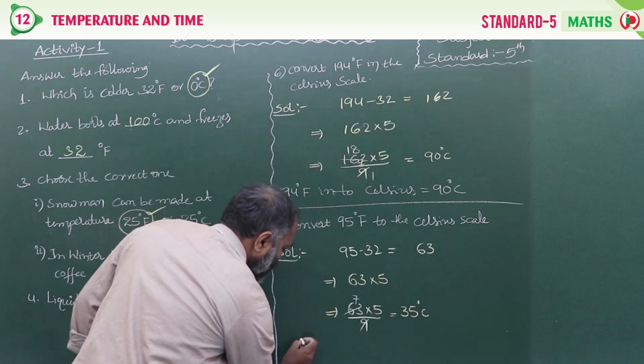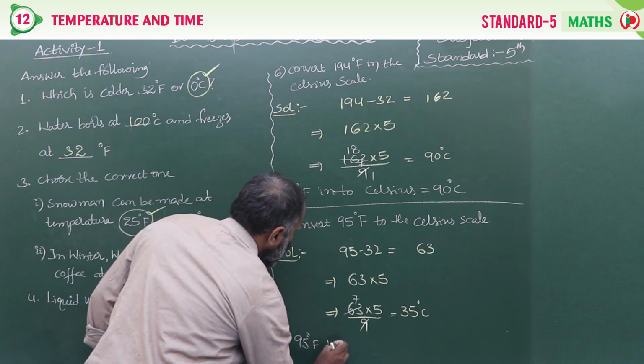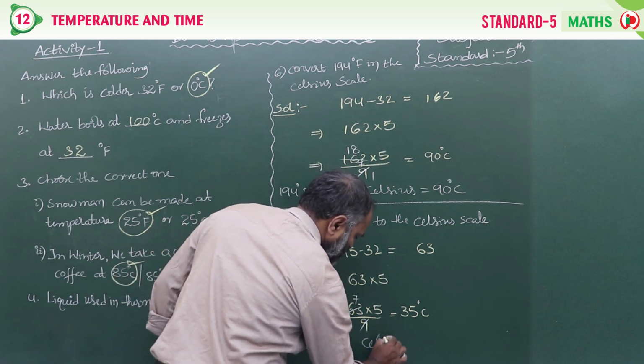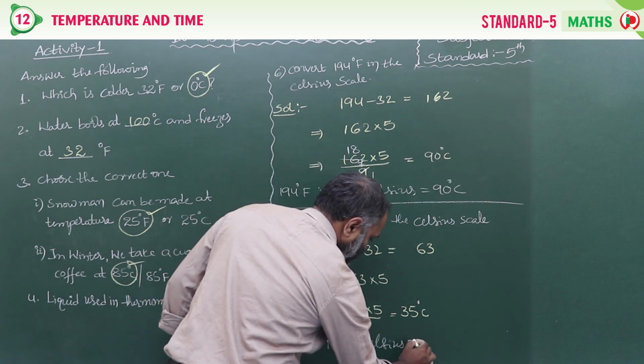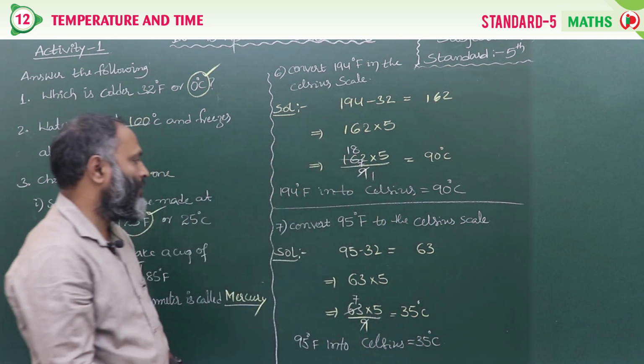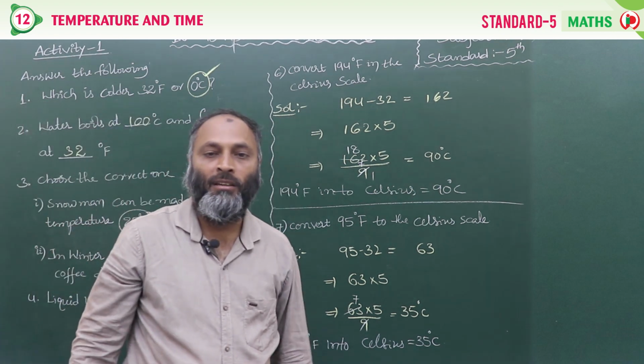It means 95 degrees Fahrenheit is 35 degrees Celsius. This is the conversion of degrees Fahrenheit to degrees Celsius. Okay.